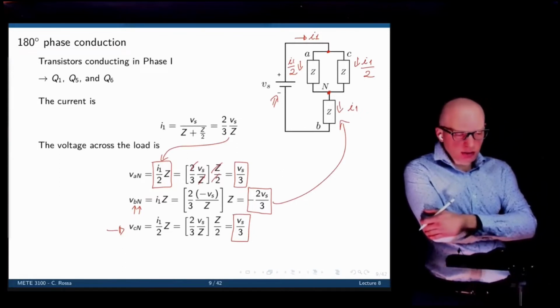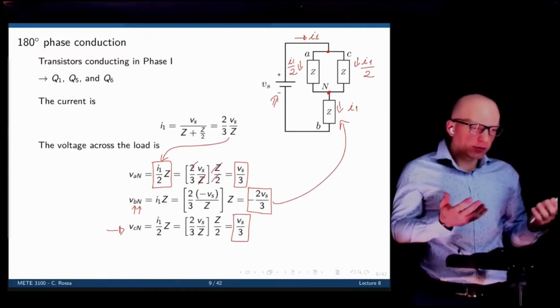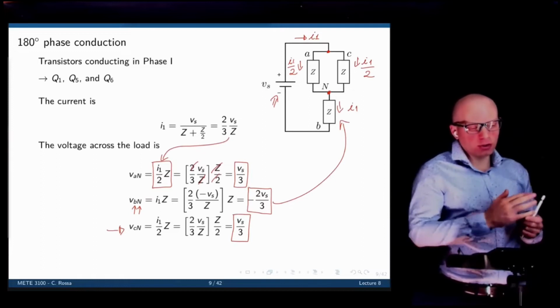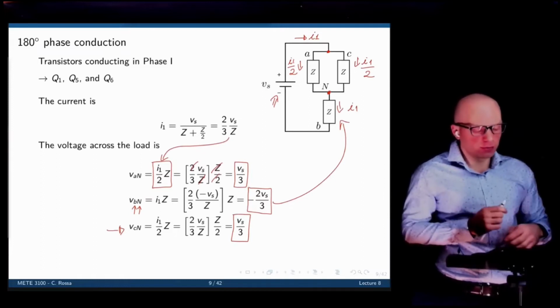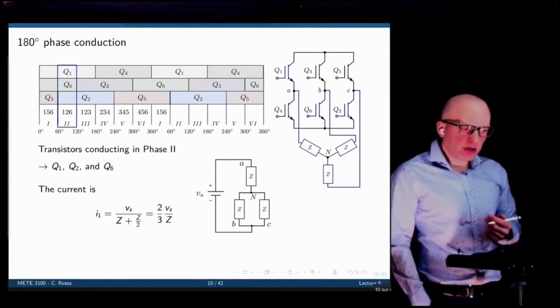Okay, so this is phase 1. Now we have 3 different levels. We have 2 branches that have 1/3 of the input voltage, and another branch that has negative 2/3 of the input voltage. Now let's move on to phase number 2.